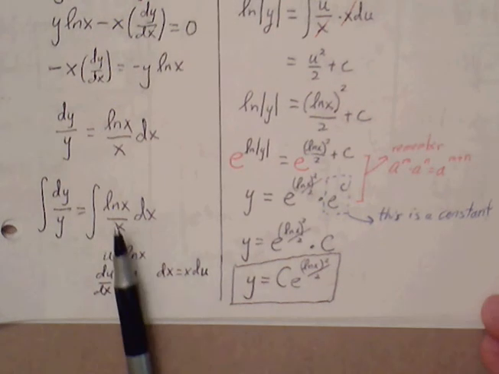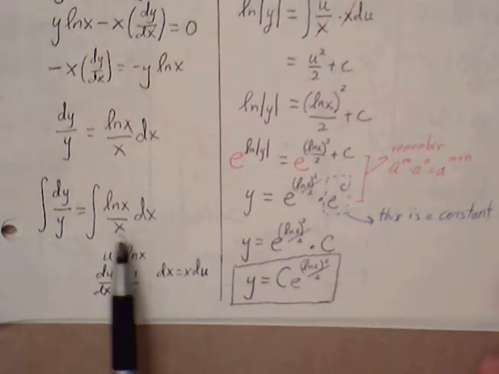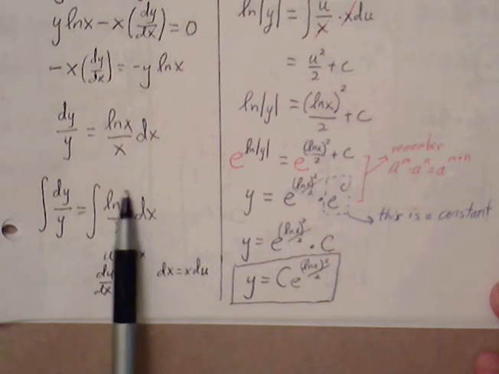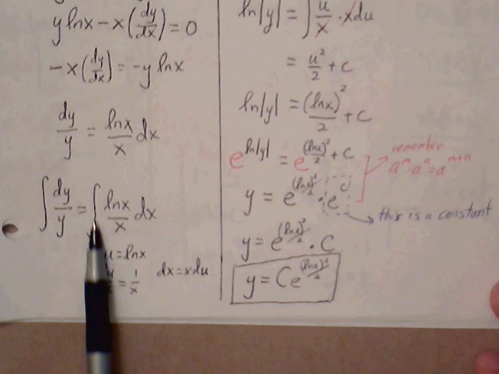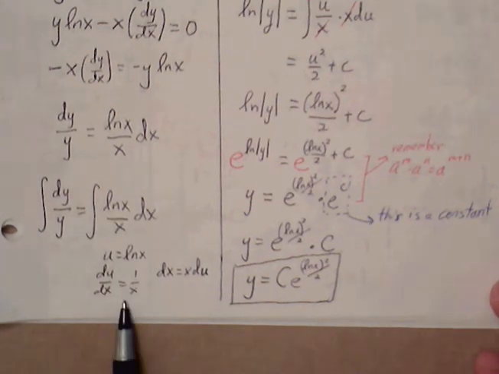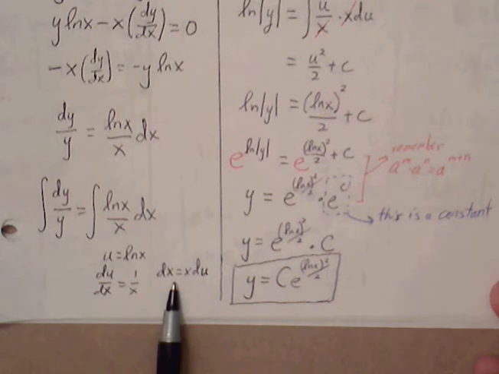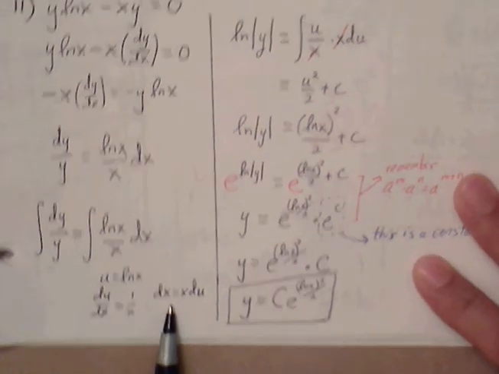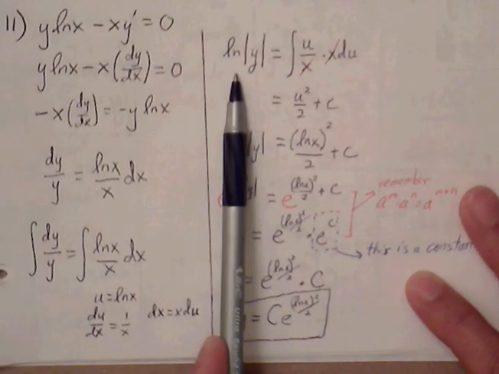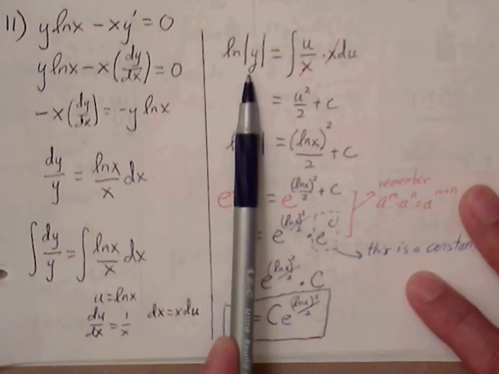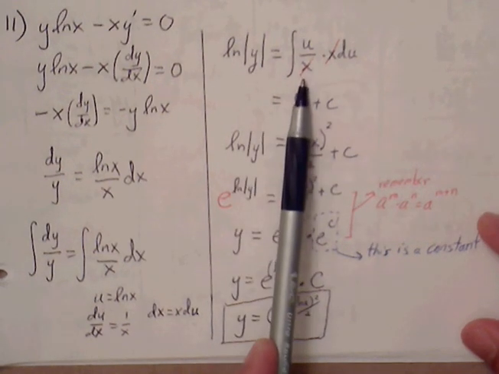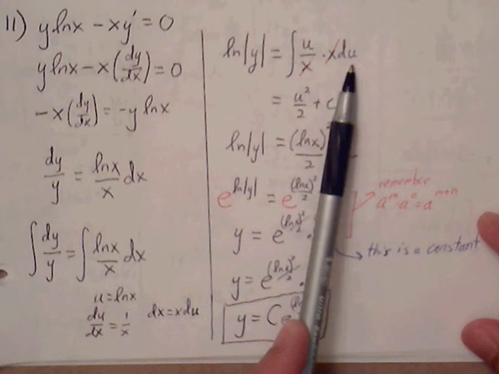On the right side, we have to go through what looks like u substitution. So we want to choose the appropriate u value. We don't have a rule for ln of x over x, so we have to look at u substitution. The u value is natural log of x. The derivative is 1 over x, so dx is simply x du. Okay. So the left side is natural log of the absolute value of y, and that is equal to u over x times x du.